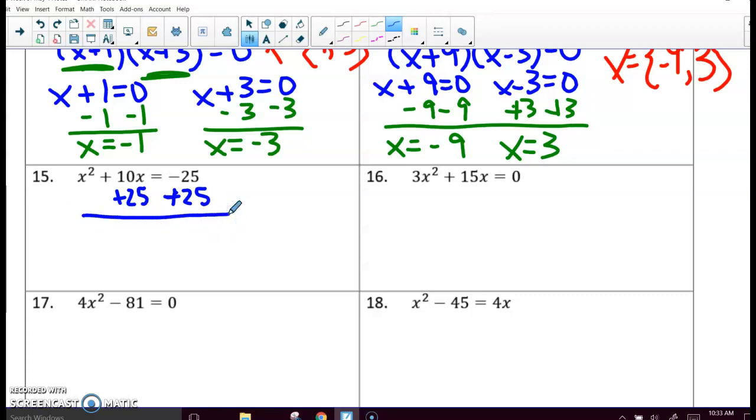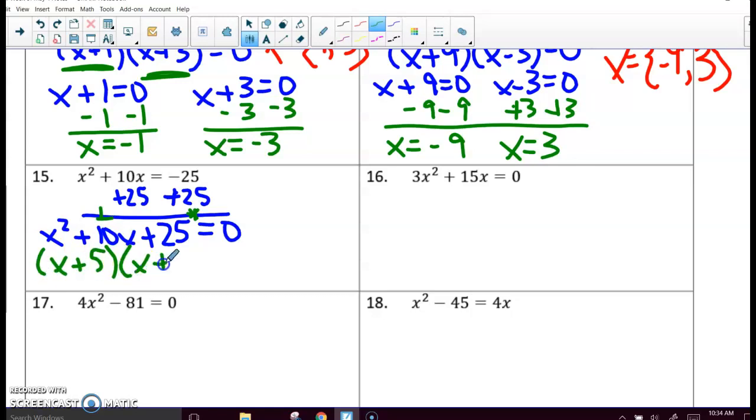25 is not a like term to either of those two terms, so I'm going to write it as x squared plus 10x plus 25 equals 0. Now it's just like 13 and 14. What do I multiply together to get 25 that adds to 10? 5 and 5.